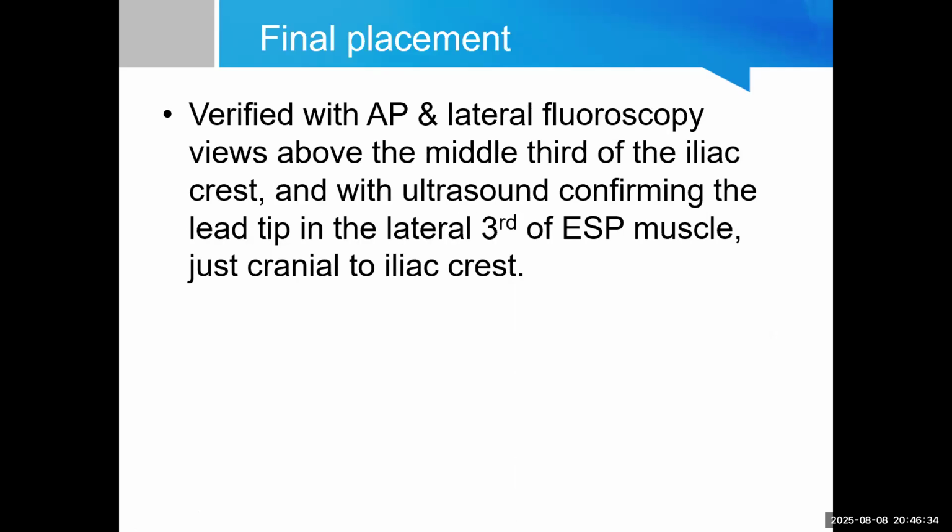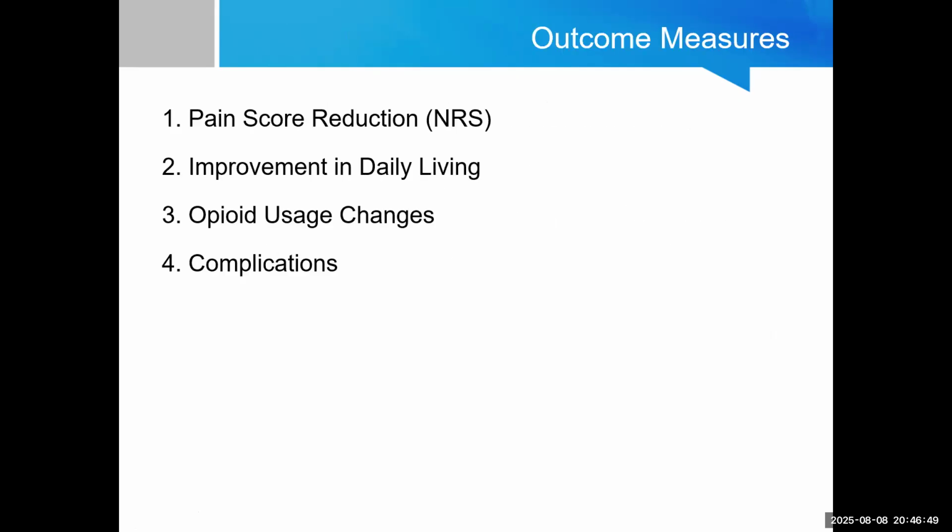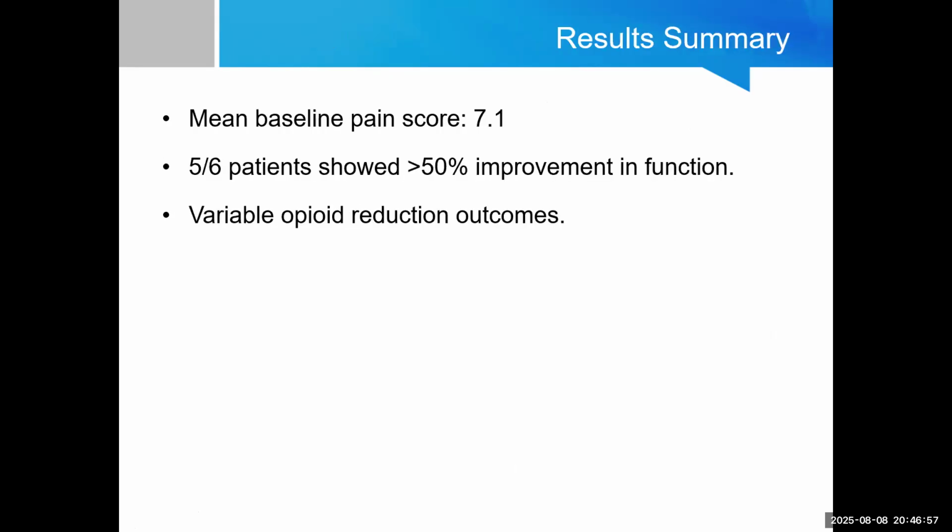And then finally, they verified AP and lateral X-ray views above the middle third of the iliac crest. Ultrasound also confirmed that the lead tip is in the lateral third of the erector spinae muscle, just cranial to the iliac crest. So after placing this, the outcome criteria they measured were pain reduction, improvement in daily living, opioid usage, and complications. The mean baseline pain score of all 6 patients was 7.